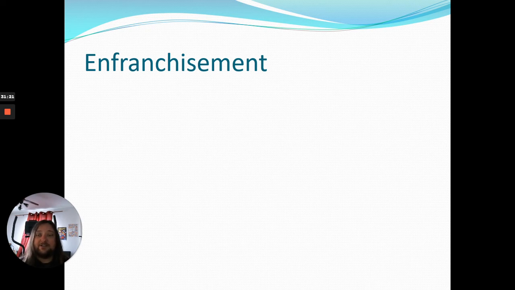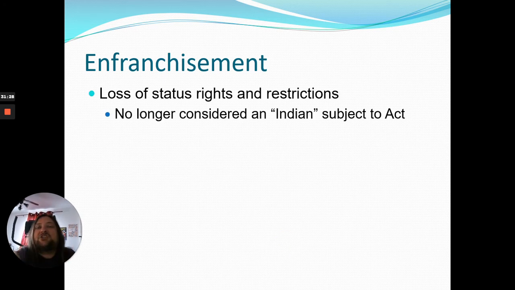Now, linked with all this, the fourth and last regulation that Bob Joseph talks about concerning the Indian Act is the concept of enfranchisement. And this is another word that is incredibly misleading because it sounds great, right? Enfranchisement is supposed to be the opposite of disenfranchisement. It's supposed to be a gift, but what it actually is, is a loss of status, rights and restrictions.